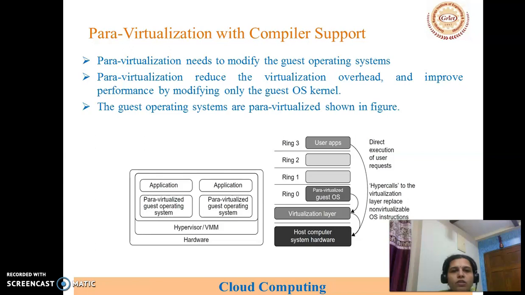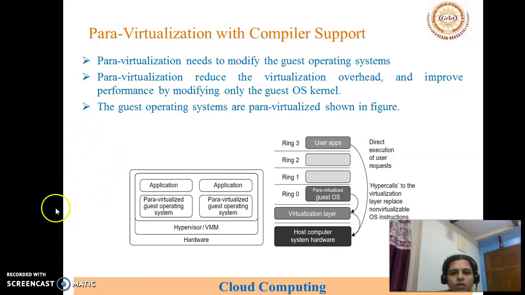Next one is para-virtualization with compiler support. We already learned what para-virtualization, full virtualization and emulation virtualization are in the last lecture. Here, para-virtualization needs to modify the guest operating system, which means we can modify the guest operating system. Para-virtualization reduces the virtualization overhead and improves the performance by modifying the guest OS kernel. The guest operating systems are para-virtualized, as shown in the figure.